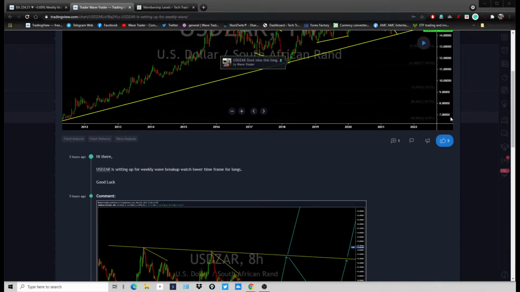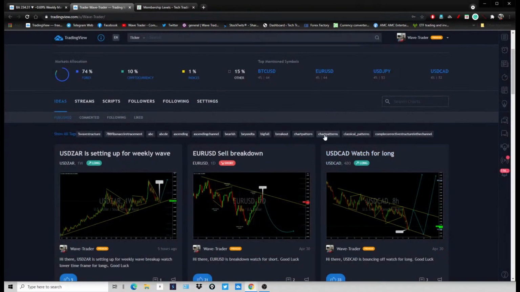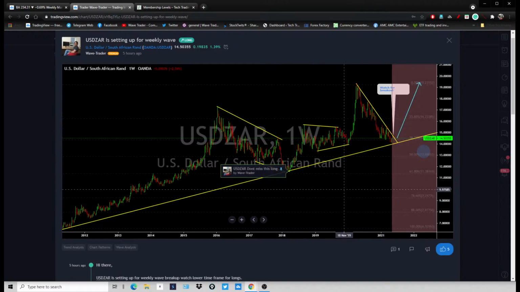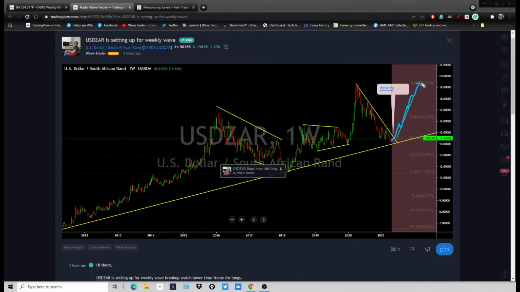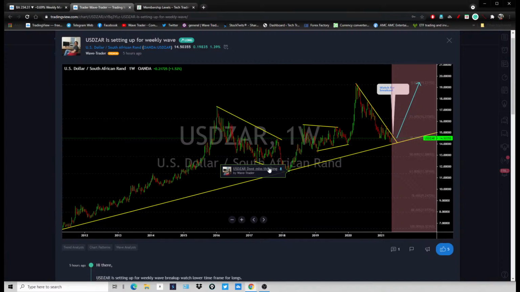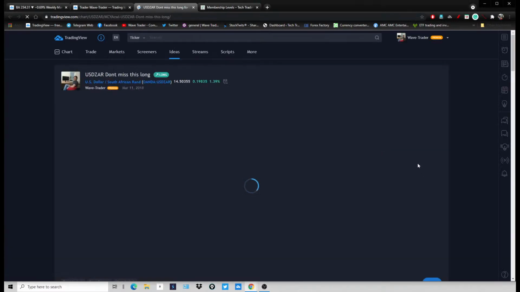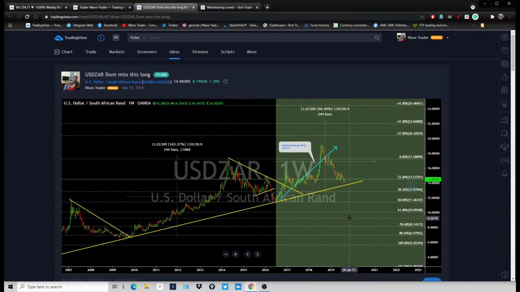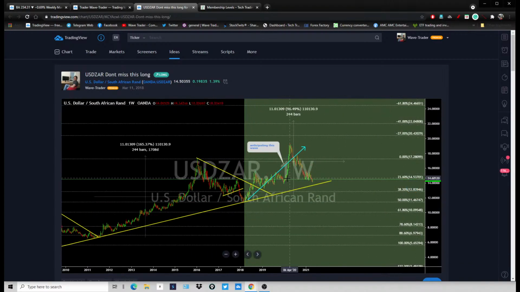All right, so now let's move on and look at the setups. Let's look at the review of the setups which we had already, and then we're going to look at the setups for next week. First of all, dollar rand is setting up for the next weekly wave, a bigger wave similar to the one we had previously. If I click on the play button, we can see a very nice bearish wave appeared on dollar rand, up to close to 20.